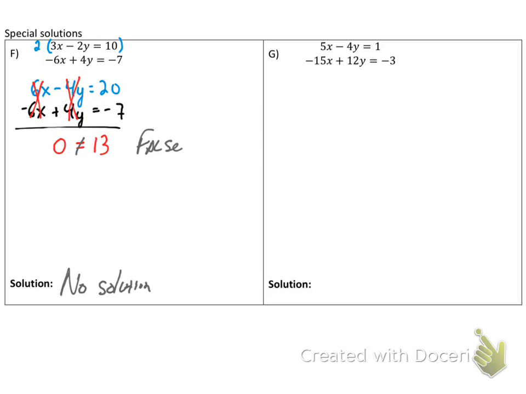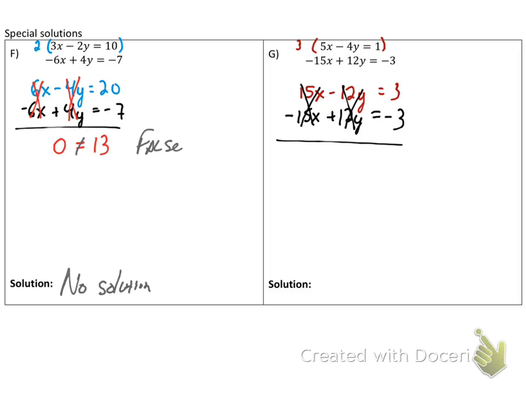Now, let's say we have a problem like in G. If I want to eliminate the x's, I'm just going to multiply the top by 3. So that's going to become 15x minus 12y equals 3. And then the bottom equation is going to stay as negative 15x plus 12y equals negative 3. When I add these equations together, everything is going to get eliminated, leaving you with 0 equals 0, which is a true statement, which means that there are infinitely many solutions.